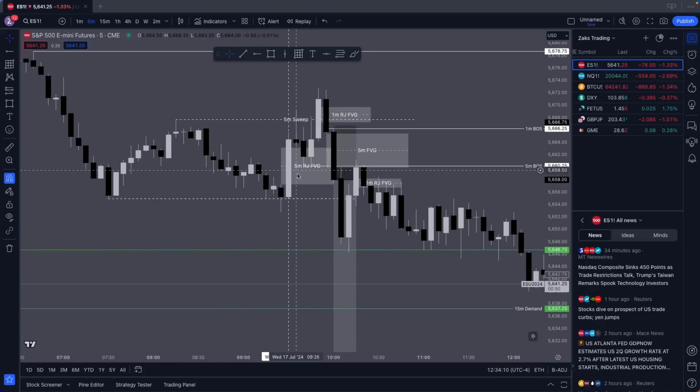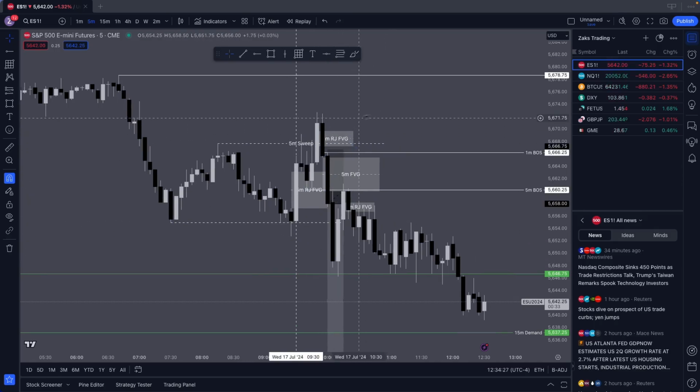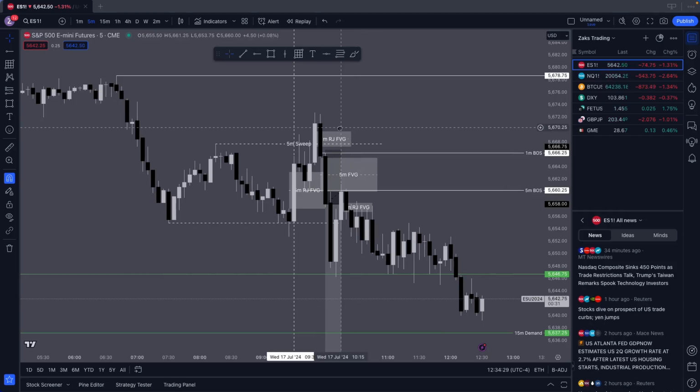We had a 5-minute fair value gap which got respected, came up, swept this 5-minute liquidity, which I like because it takes people buying out the market here, and then it takes people selling out the market here. So it sweeps 2 pieces of liquidity out, and then this is the one we stick with, because we stick with the most recent liquidity sweep, yeah?